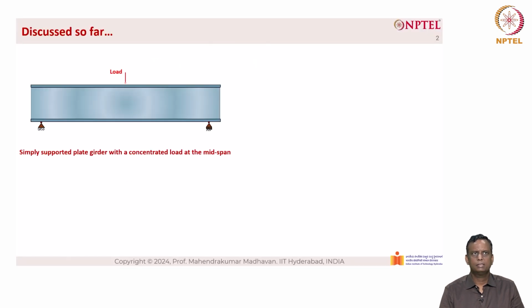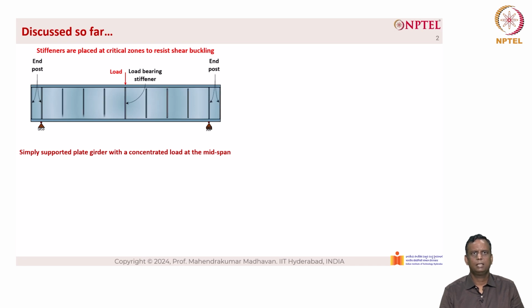We have so far discussed that when a load is applied at a plate girder, the one that you see is a simply supported plate girder with a concentrated load at midspan. When a load is applied, at that location, stiffeners are placed at critical zones to resist shear buckling. What you see is a load-bearing stiffener because it is placed directly under the load. Such load-bearing stiffeners are also placed at the support conditions, which we call end posts, at both support conditions. And then there are intermediate transverse stiffeners.